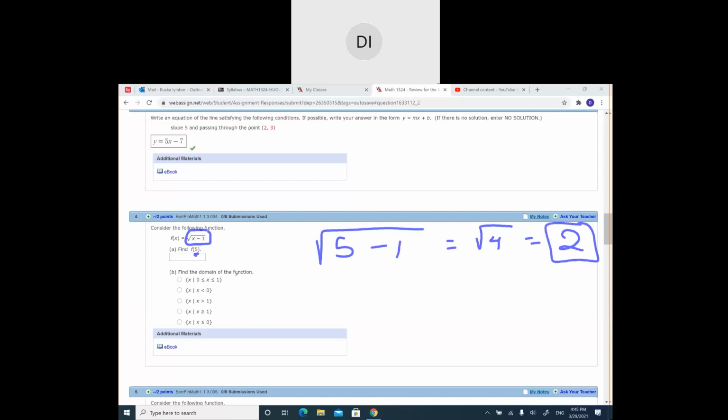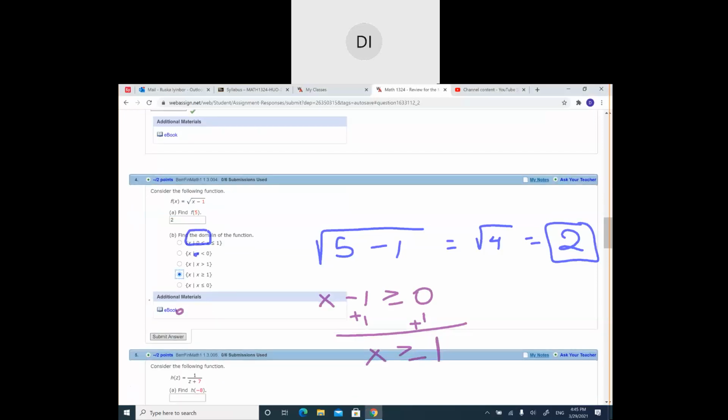So the answer for the first one is 2. And then what is the domain? If you have a square root, everything inside the square root has to be greater than or equal to 0. That's how I find the domain. So I need to solve x minus 1 greater than or equal to 0. We need to get x by itself here. We're going to add 1, and you're going to get x greater than or equal to 1, because 0 plus 1 is 1. And that's going to be this answer. Okay? I'm going to put here 2, and I need to put this answer. So that was number 4.